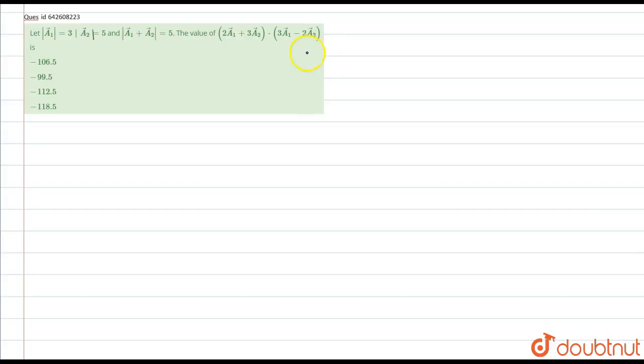Here the question is: let the modulus of A1 is equal to 3 and the modulus of A2 is equal to 5, and the modulus of A1 plus A2 is equal to 5. Find the value of (2A1 plus 3A2) dot (3A1 minus 2A2).